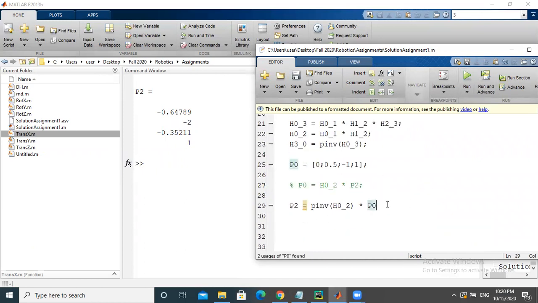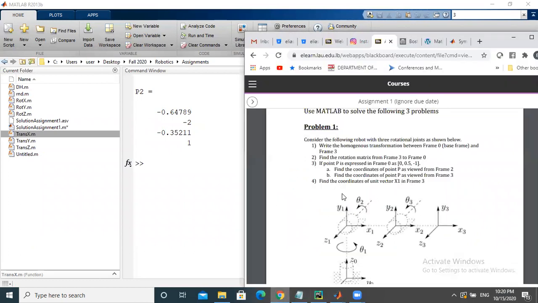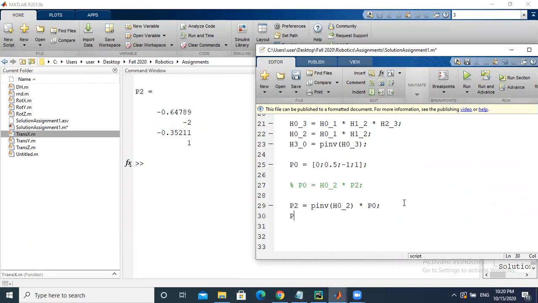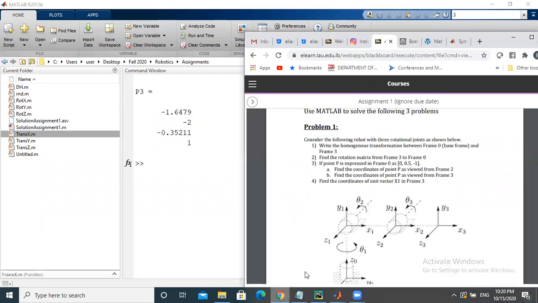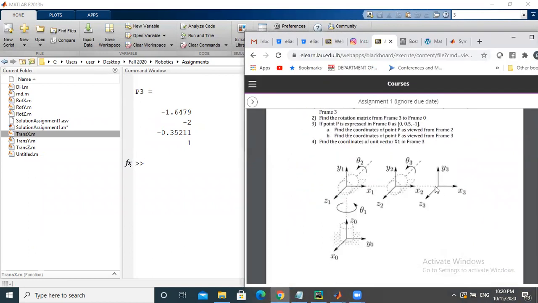So this is your point P2, and the last part is how do I find it from frame 3? P3 is equal to the inverse of H03 multiplied by P0, and that is the same point as in frame 3. It's like you are sitting in that frame and viewing the point. Now we need to find the coordinates of unit vector x1 in frame 3. How do you calculate that?